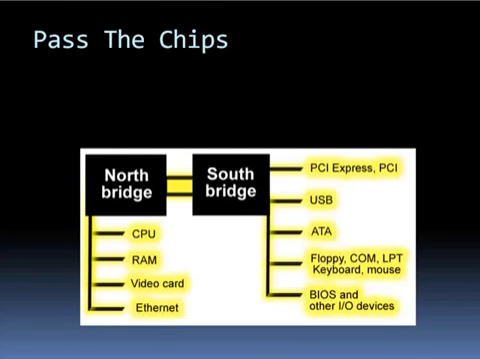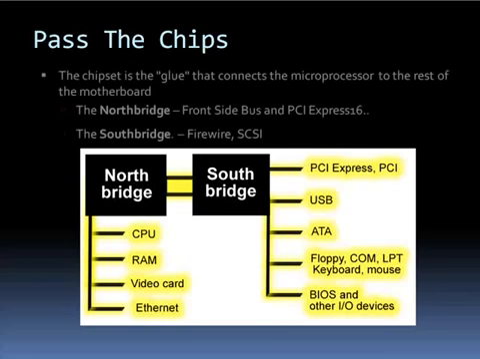Okay, the north bridge, as you're going to see, deals with the CPU, the RAM, the video card, and the network card, or Ethernet. So these are high volume, high speed. The south bridge is a little bit slower: PCI Express, USB, ATA, the floppy drive, BIOS, and other interfaces. This is how they've typically been handled, and there is some change coming along.